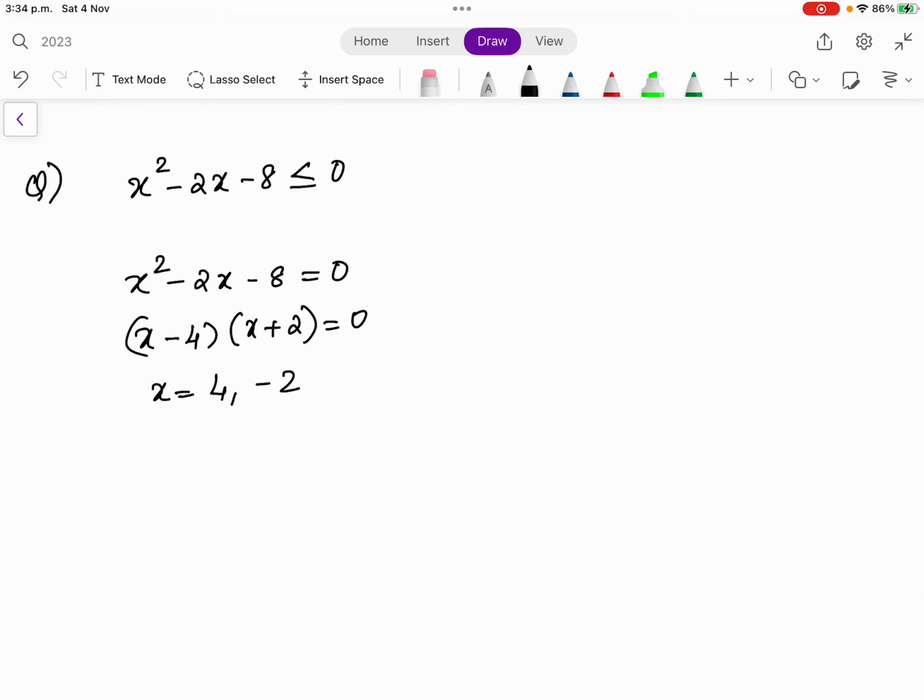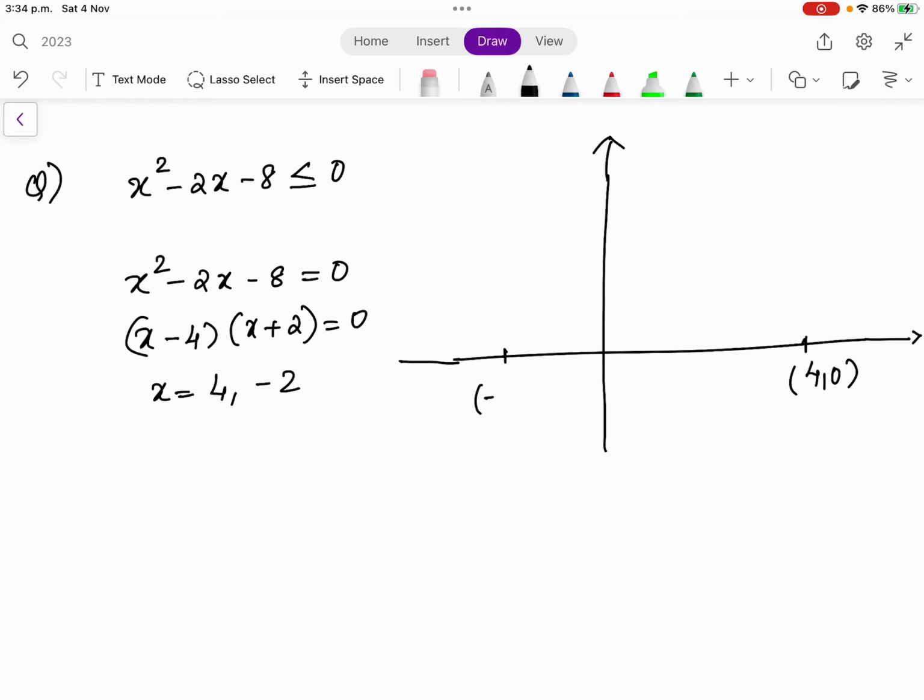Now you need to draw a rough graph. I'm not worried about how the graph looks or the exact measurements. So 4 and −2 are the values. 4 will come somewhere here, so it will be (4, 0), and −2 will come somewhere here, so (−2, 0). I know the coefficient of x² is positive, so a is greater than 0. Since a is greater than 0, it will be a U-shaped graph, so my graph will look something like this. I'm not worried about where it is touching or anything like that.